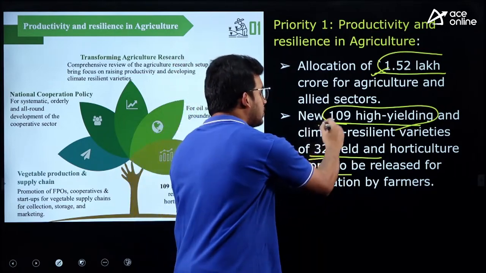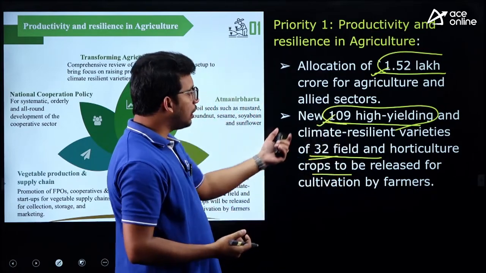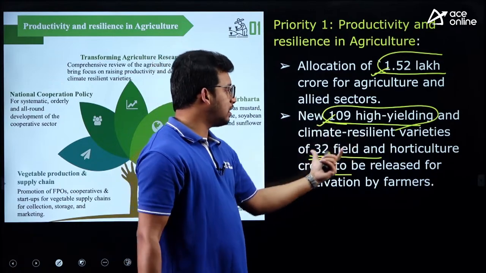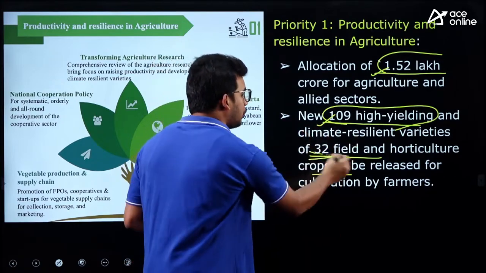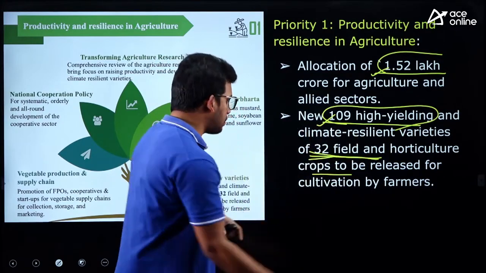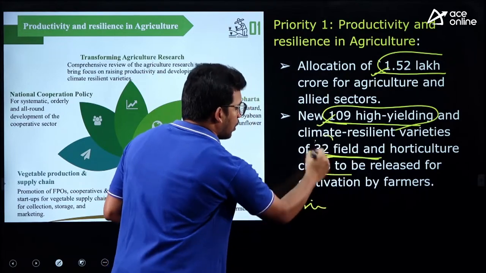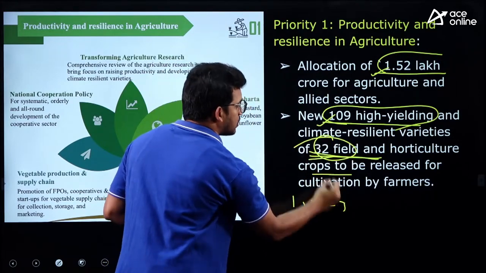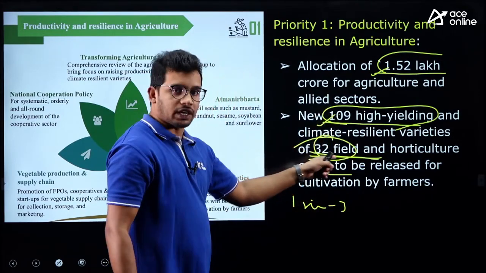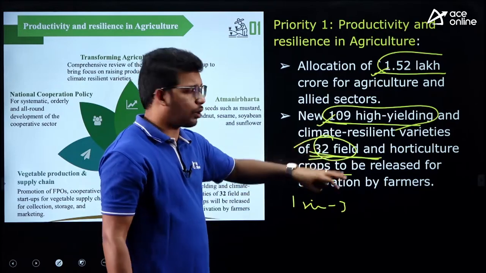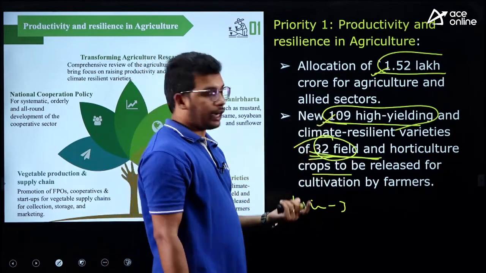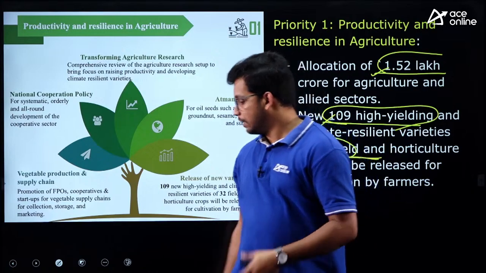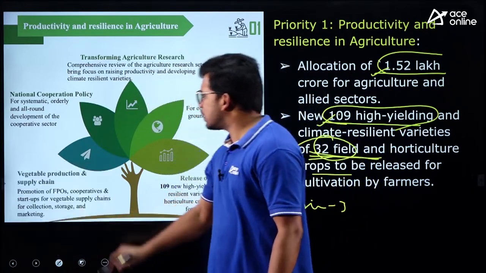So that is why the government is aiming to bring 109 new high yielding and climate resilient varieties of 32 field and horticulture crops. That means one rice crop can have 3-4 varieties, that is why it is 109. So out of these 32 crops there will be 2-3 varieties for each crop, that is why there is the number 109. I hope this is clear, fine. Now that is the objective.